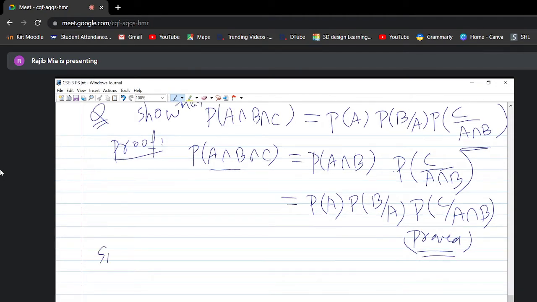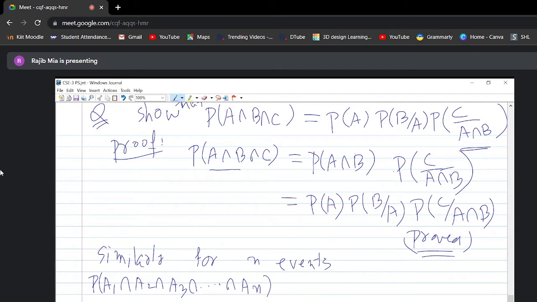So similarly, you can prove this for n events. Probability of A1 intersection A2 intersection A3 intersection up to AN. Suppose you have n events, then their intersection equals. For three events, the formula is probability of A, then probability of B divided by the previous event, then probability of C divided by the intersection of previous two events.